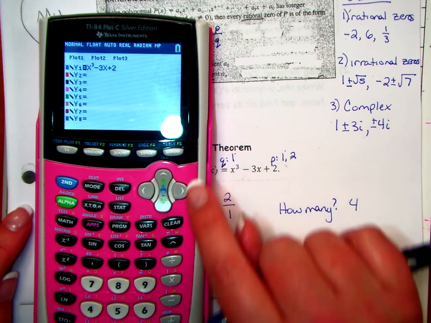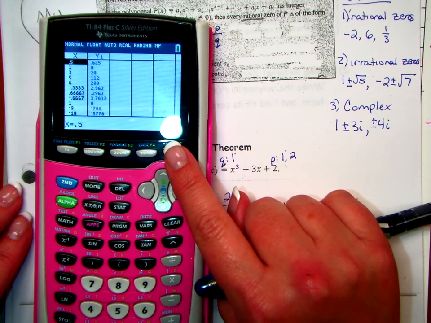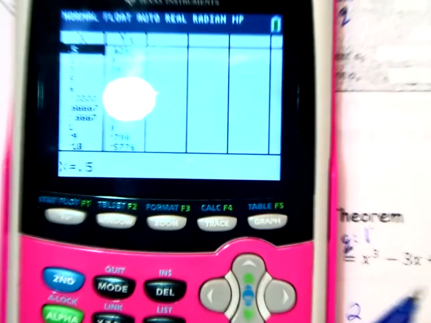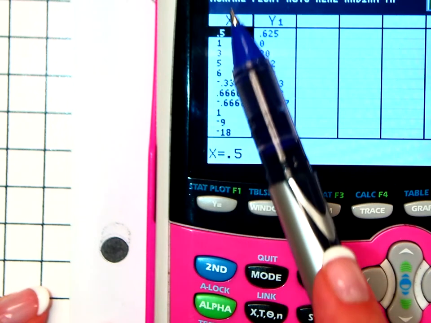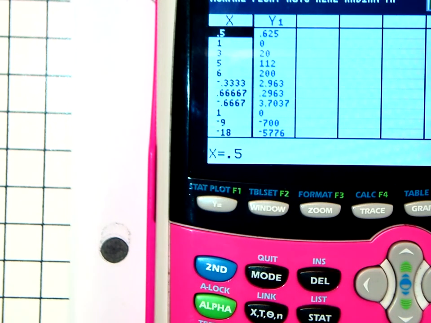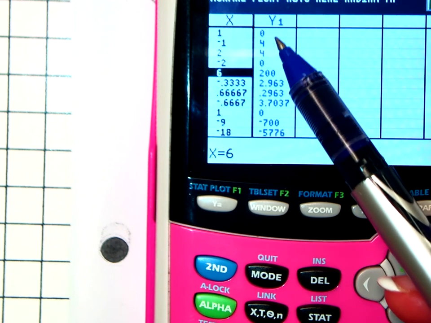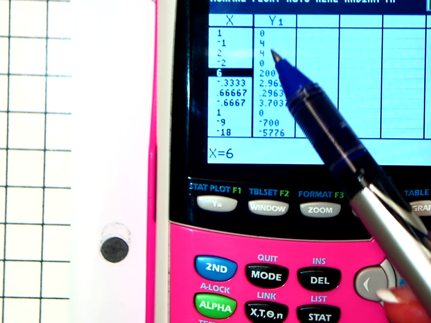And the table is here above the graph, so the second graph will get me the table. Now remember, this table you can reuse, and so what I'm going to do is type over these values. Our zeros are 1, -1, 2, and -2. So I know that if the y value is 0, then we have a 0. Because if the y value is 0, remember these are the remainders.